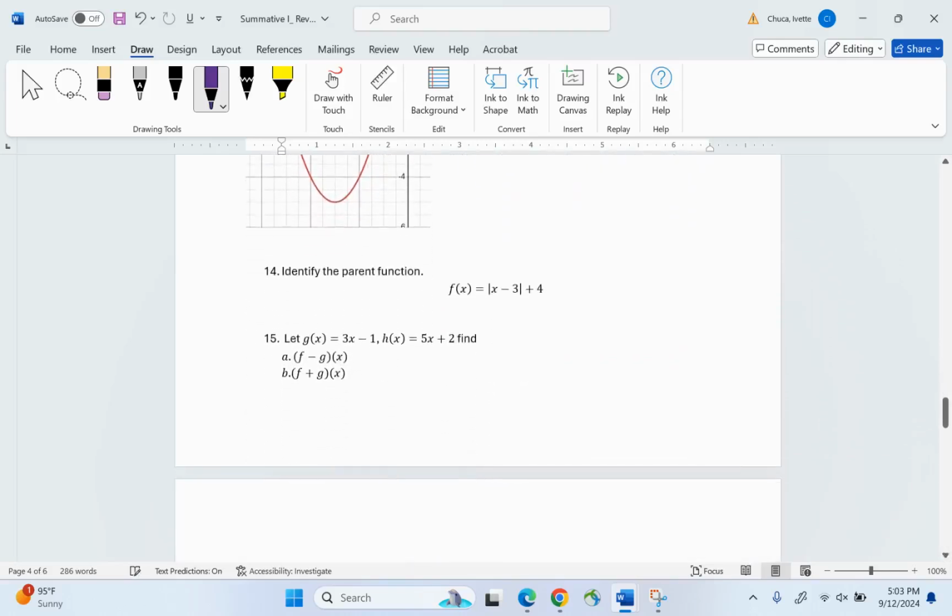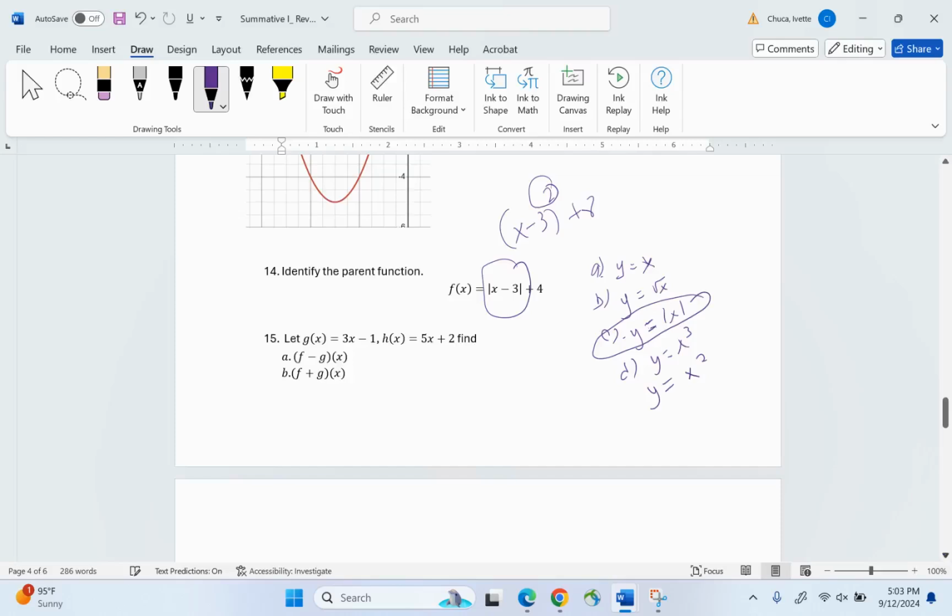Identify the parent function. So here, you're going to have different parent functions. So let's say, for example, you have y equals x, y equals square root of x, y equals absolute value of x, y equals x cubed, y equals x squared. And so you want to identify the parent function. Well, since you have an absolute value, that means that this would be the parent function. Y equals the absolute value of x. If you had something like this, then this is squared, so the parent function would be y equals x squared.